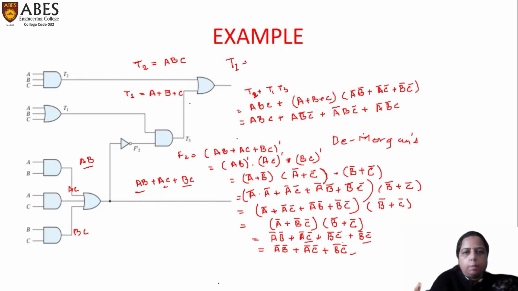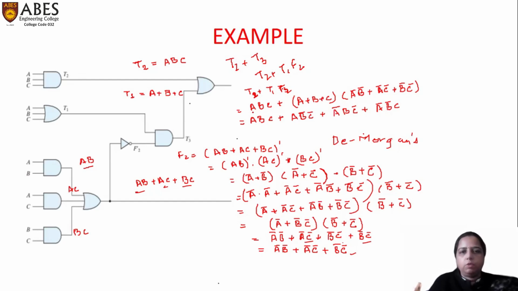T2 plus, we can multiply this T1 value, that is A plus B plus C, multiplied by T3. What is T3 over here? T3 is nothing but T1 multiplied by F2. So T2 plus T3, so T2 plus T1 multiplied by F2. So here, instead of writing this T3, we will write F2. So we have this function T2 plus T1 into F2.